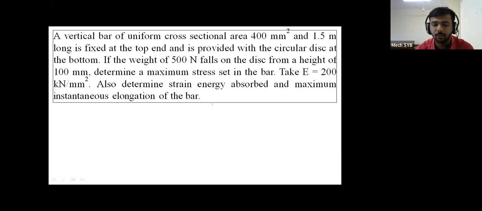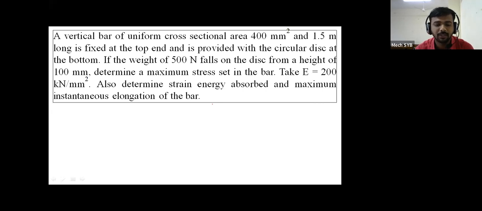As I have already told you, if we have to solve the problem using the gradually applied or suddenly applied condition, that word is mentioned in the statement. For example, an 80 kilonewton force is applied on the bar gradually. Then we use the respective formula, sigma is equal to P upon A. If the load is applied suddenly, we use sigma is equal to 2P upon A. But how do we identify whether the problem is given on impact or not?